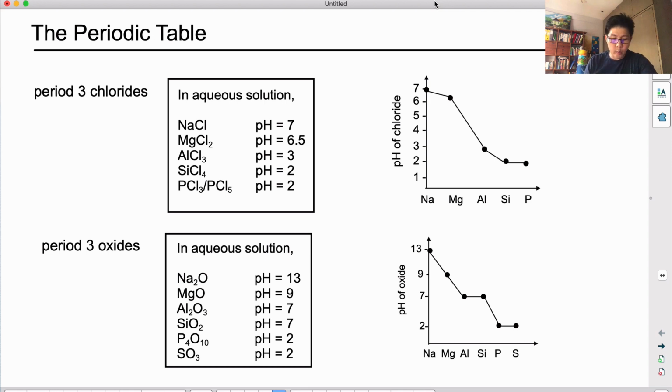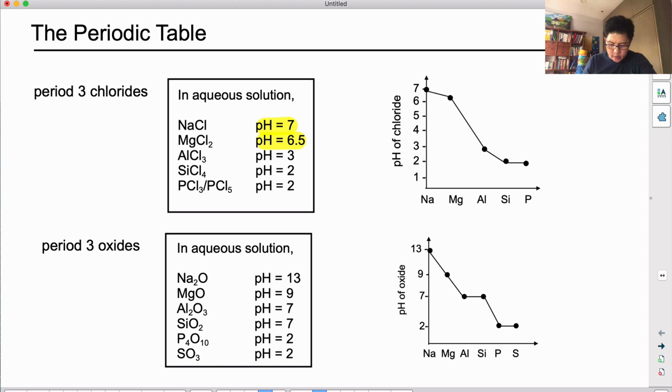So when we learn the periodic table, we have to learn about the characteristics of the period 3 chlorides as well as the oxides. In aqueous solution, sodium chloride is actually neutral. It dissolves in water and gives you a pH of 7. Magnesium chloride undergoes slight hydrolysis.